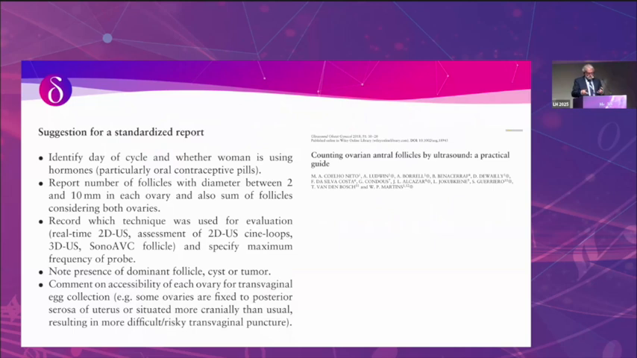I always suggest this: we published this review, this practical guide, some years ago with some colleagues from around the world, to standardize a report, to describe in a clearer manner if you perform this evaluation during oral contraceptives, the number of follicles, and also the technique that they use. I also suggest to insert some information about the presence of dominant follicle, cyst, and tumor.